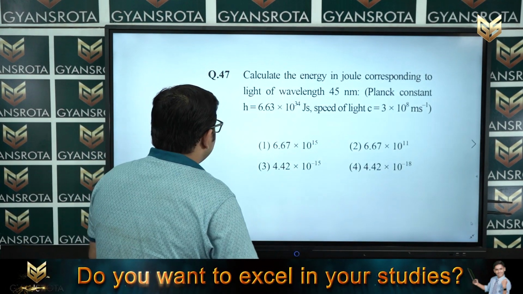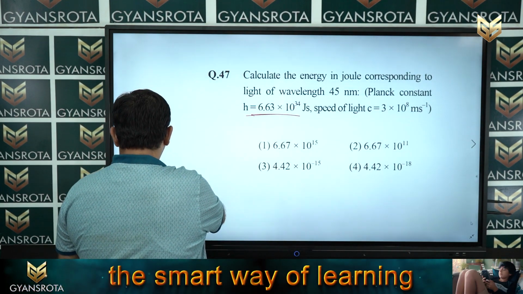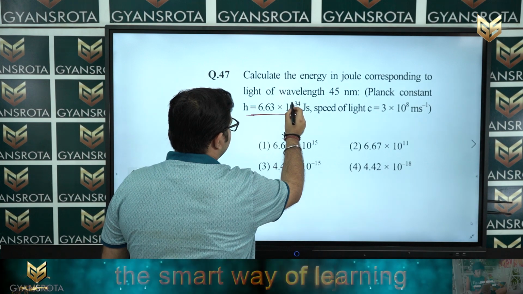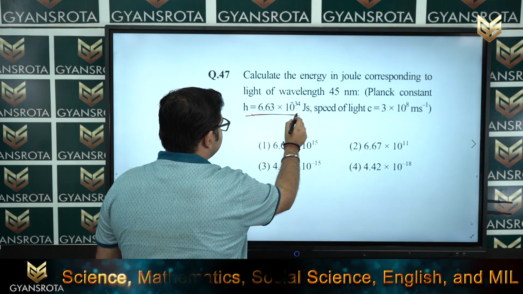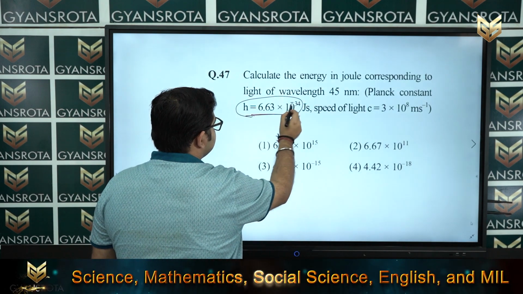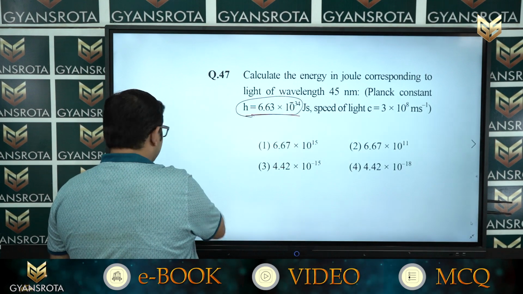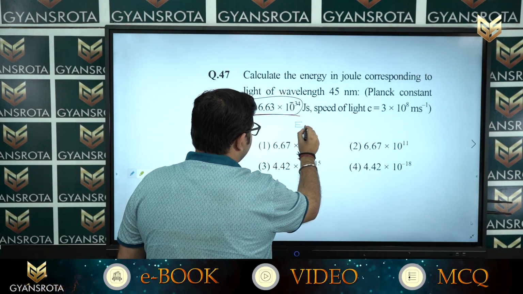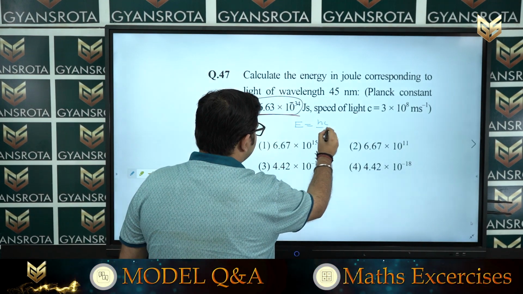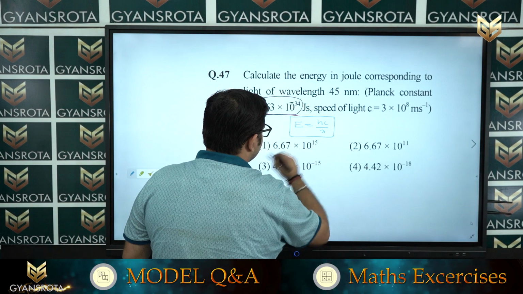Here a little bit of correction is needed. They have given the Planck constant value, but it should be 6.63 into 10 to the power minus 34. So just make this correction: 6.63 into 10 to the power minus 34. Now we are moving to the solution, that is E equal to hc by lambda. This formula we are going to use to solve this problem.